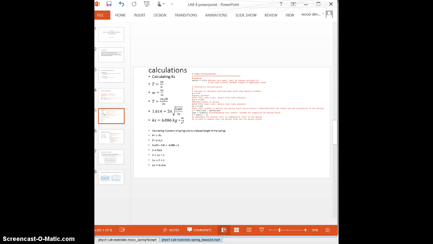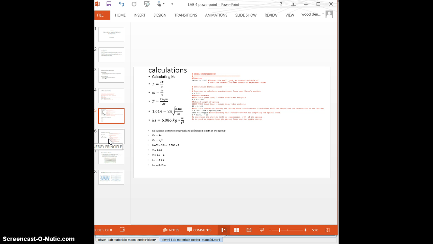Sorry. The way we calculate the compression or stretch of the spring, and L naught, the relaxed length of the spring, is by setting the weight force equal to the spring force, and the spring force is equal to the spring stiffness times the compression of the spring S. So solving for S, we find that it is 0.64 meters, and from that we can find the relaxed length of the spring, which is 0.13 meters.